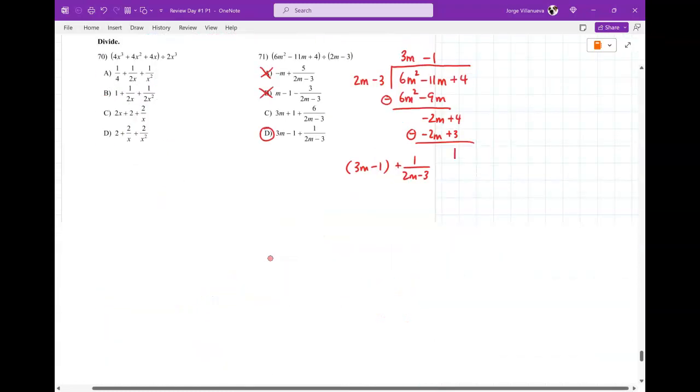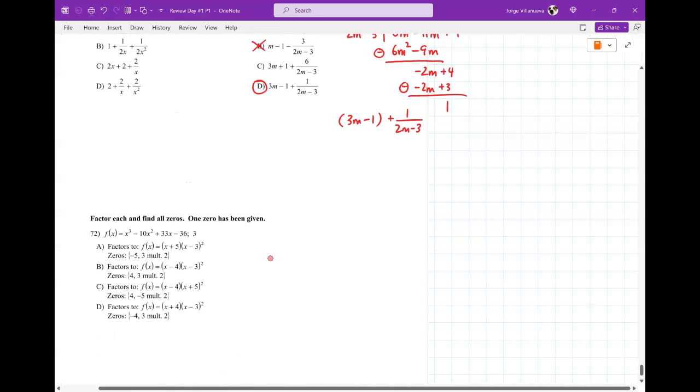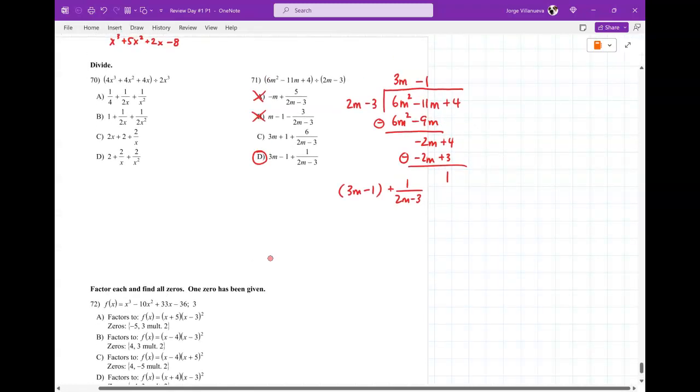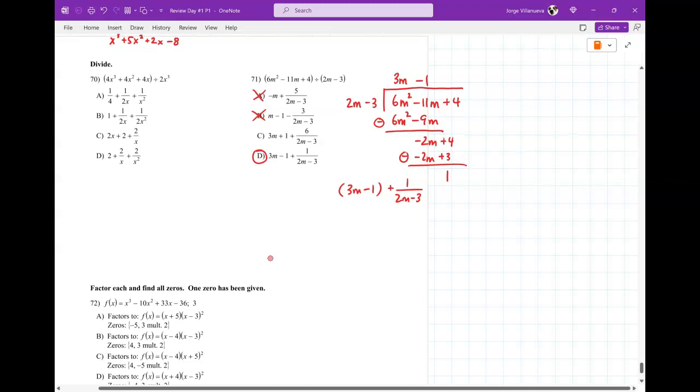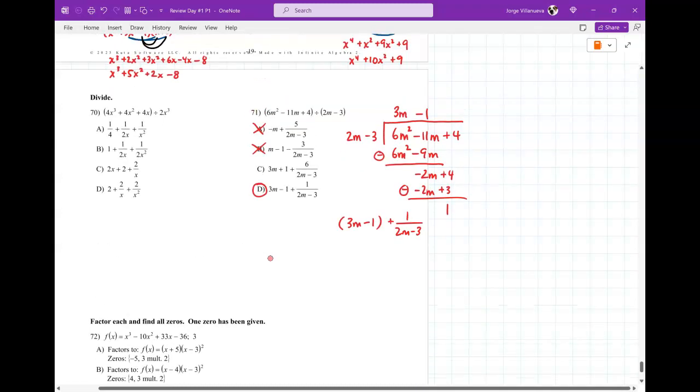68, 69, 70. So we got 2 to go. And we got 2 minutes. 70 is easy. You want me to do it? Yeah. And then 72, we'll leave it for tomorrow because that was a little bit long, and that'll be the only one we do tomorrow.